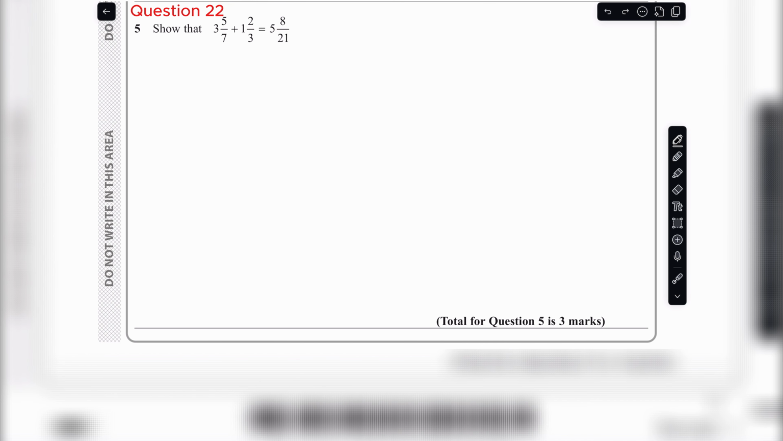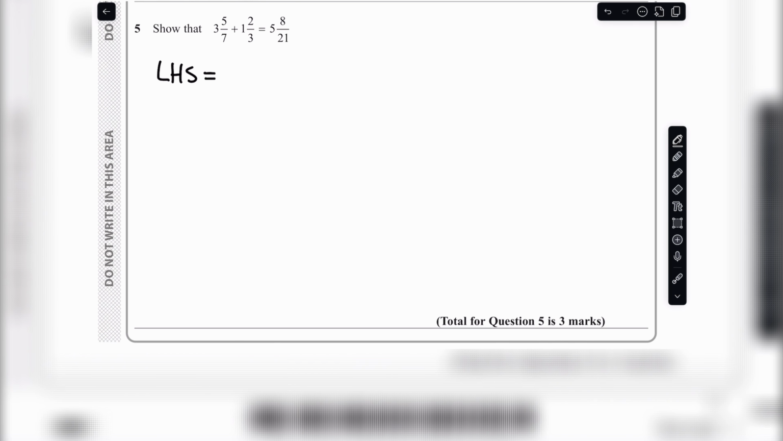In question 5, we are told to show that 3 and 5/7 plus 1 and 2/3 equals 5 and 8/21. So starting with the left hand side, I'm going to write both terms as improper fractions, and in order to do this, we need to take the denominator and multiply it by the whole number and add that value onto the numerator.